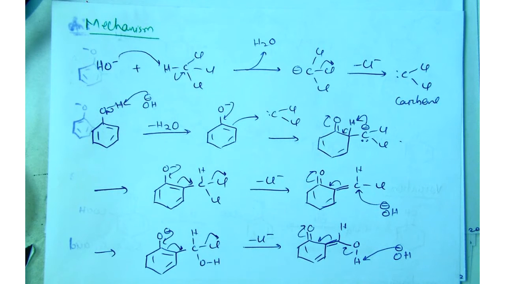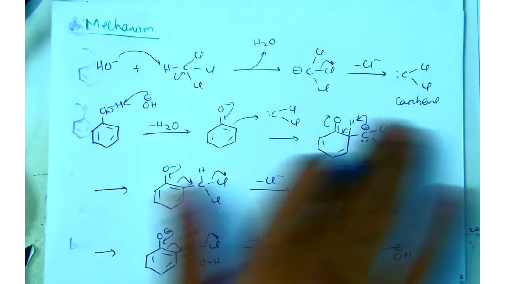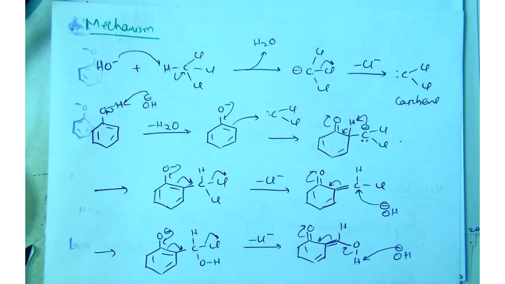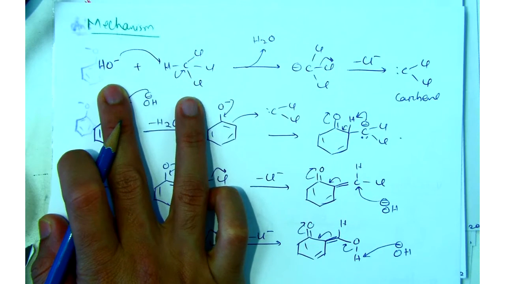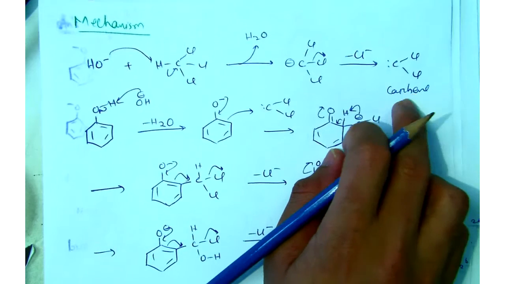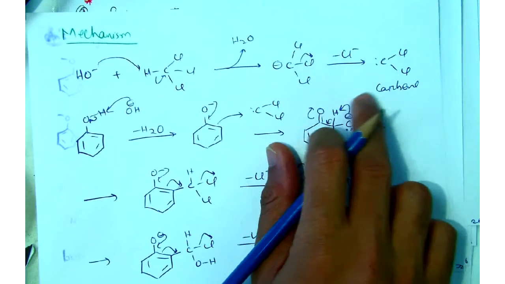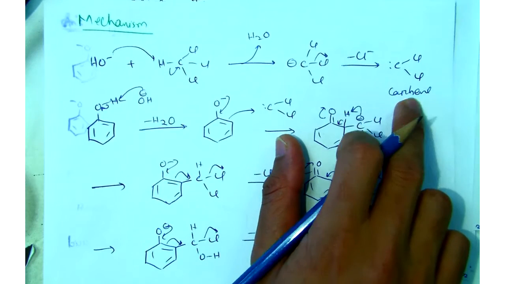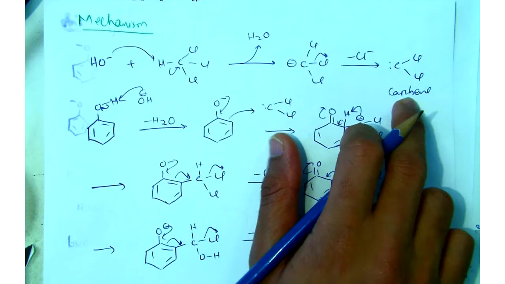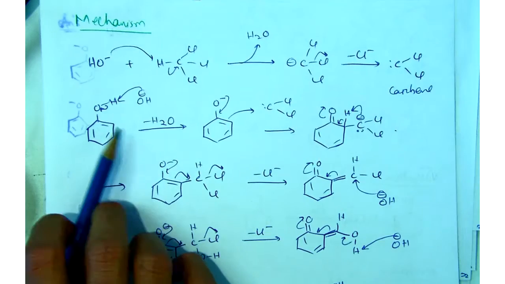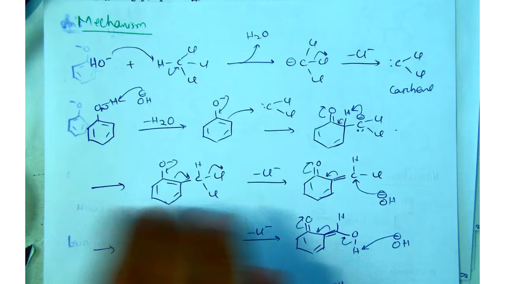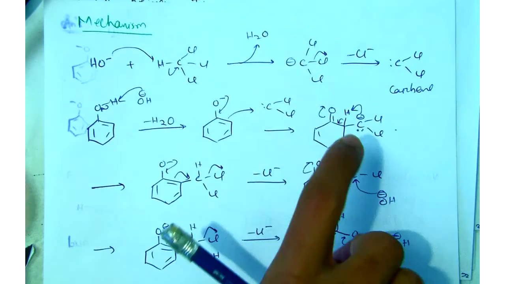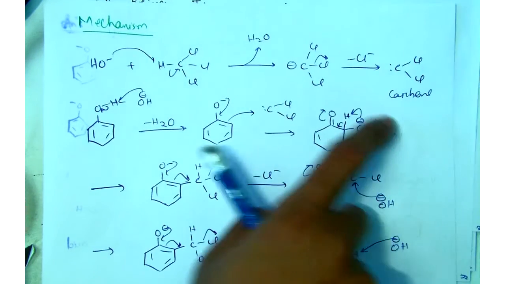So the first step, which you should be knowing, is the base OH minus reacting with CHCl3. That gives carbene, so this reactive species you should know. That is an electrophile, electron deficient. And the phenoxide will also react just like the previous case, so till this point it is very similar. So CCl2 is the electrophile, the carbene formed from CCl3 minus.